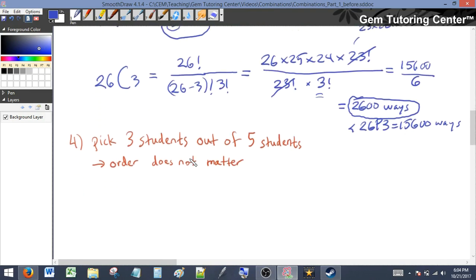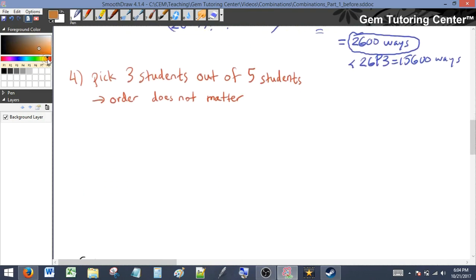Okay, let's do another problem. Let's say we pick 3 students out of 5 students, and order doesn't matter. Let me give you an example of what this would look like. Let's say you choose S1, S2, and S3. That's the same thing as S3, S1, and S2. These are the student numbers. It goes up to 5: S1, S2, S3, S4, S5.